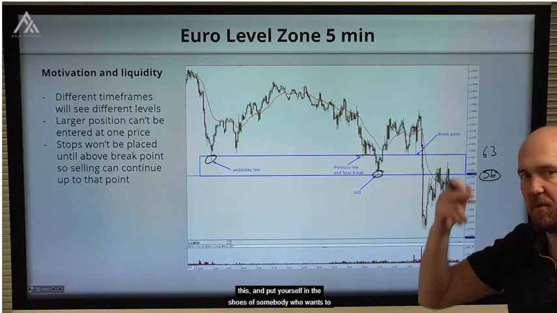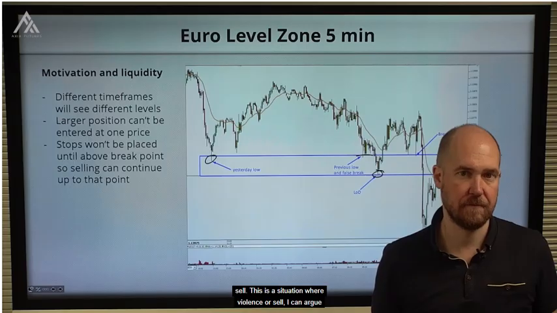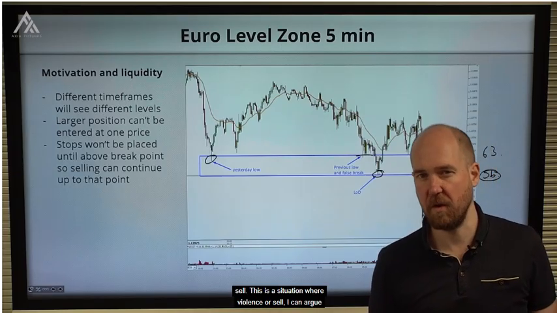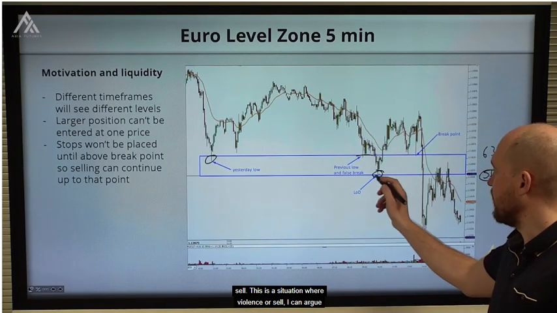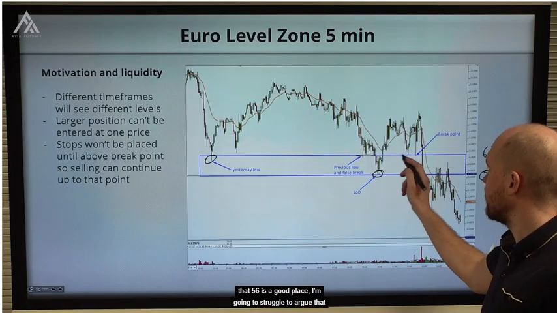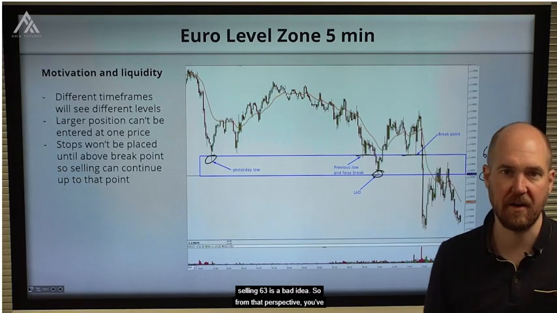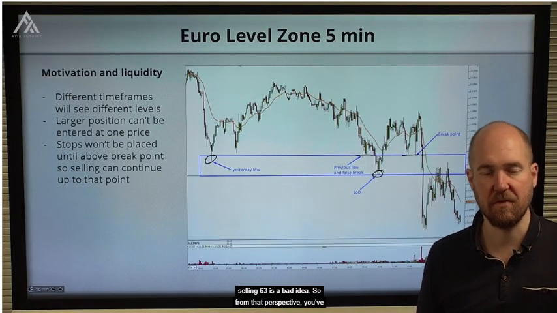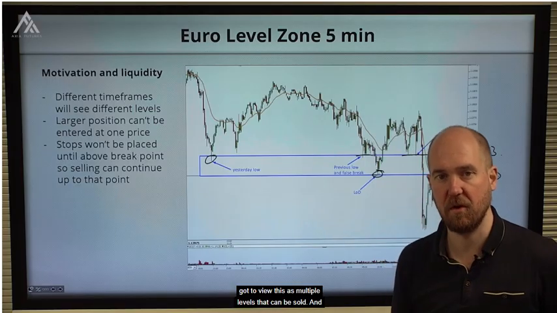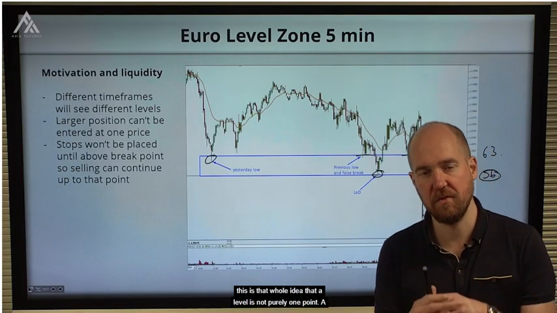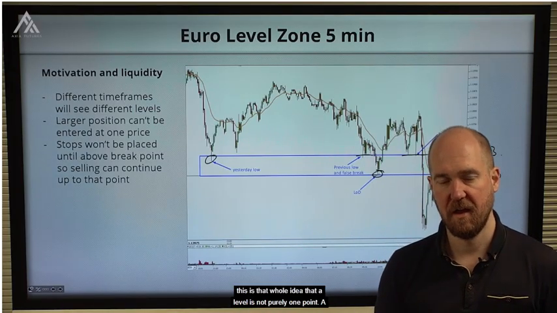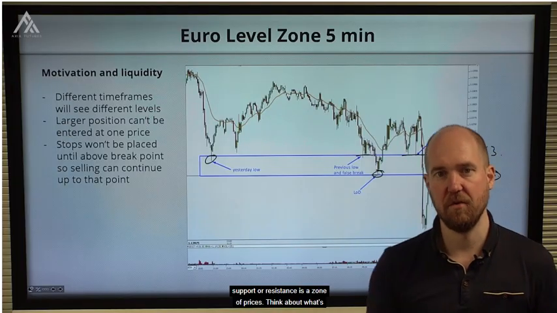And if you think about this and put yourself in the shoes of somebody who wants to sell, this is a situation where if I want to sell, I can argue that 56 is a good place, but I'm going to struggle to argue that selling 63 is a bad idea. So from that perspective, you've got to view this as multiple levels that can be sold. And this is that whole idea that a level is not purely one point. A support or resistance is a zone of prices.